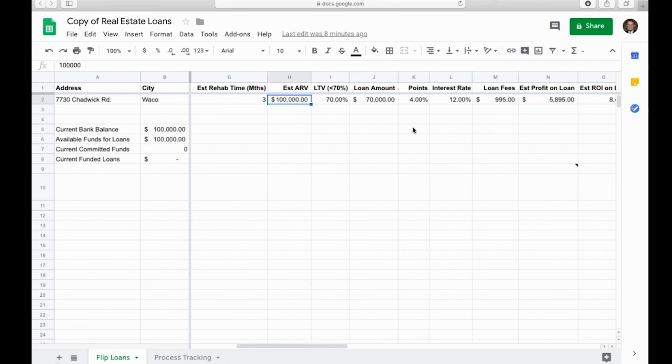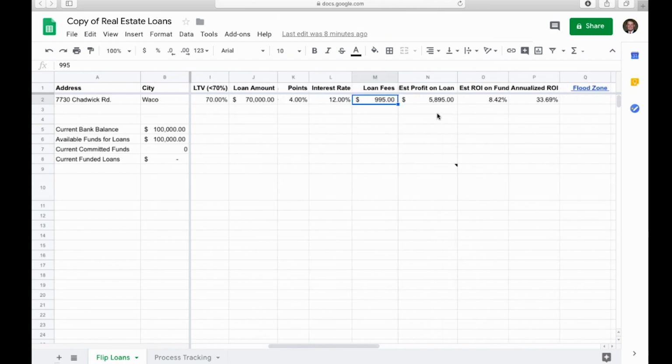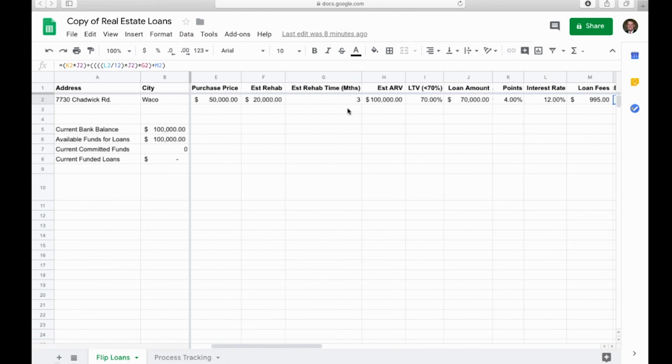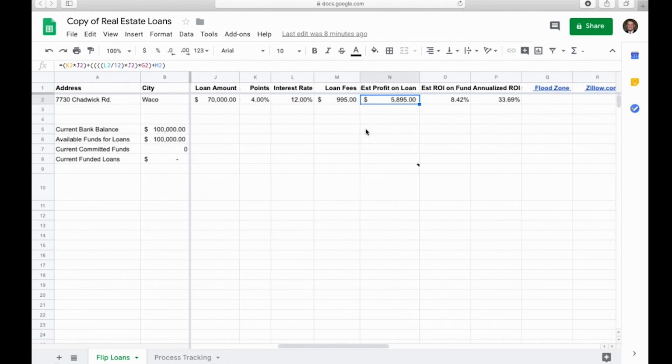And so for our example, as far as the terms that I'm offering, I'm charging 4 points up front. I'm charging an annual interest rate of 12%, which equates to 1% per month in interest. I'm also charging a loan fee of $995 up front for all of the underwriting and servicing that I have to do on the loan. So my estimated profit is $5,895 if it works out that he purchases the home and sells it within 3 months.